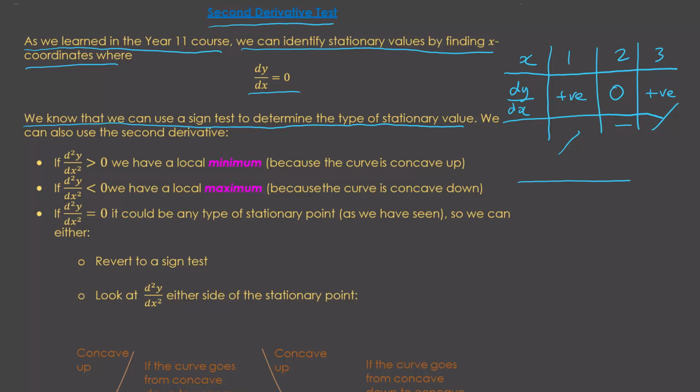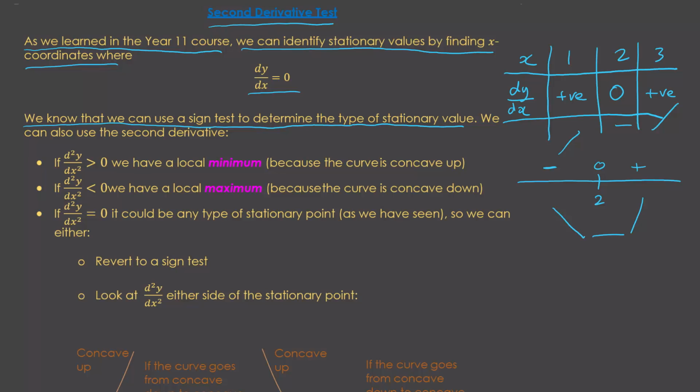You can also do that just with a number line and say, okay, 2 is here, that's where the gradient is 0, and let's say it's negative here and positive here: negative gradient, 0, positive gradient. That would be a minimum.